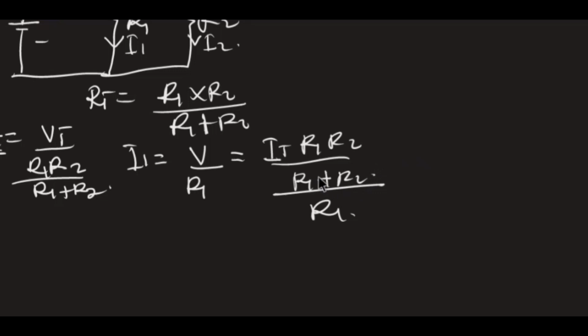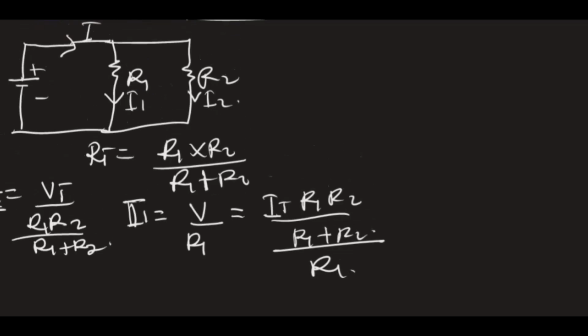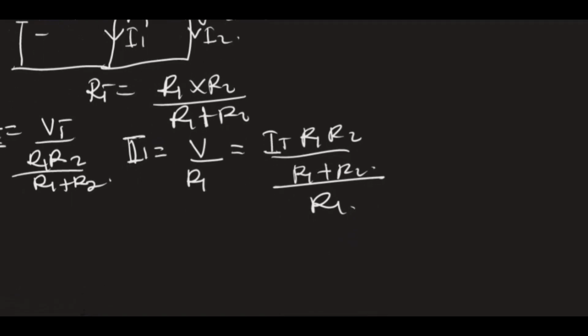So let's see. If I want to find I1, I1 is equal to the total voltage, which happens to be equal for the two, over the resistance of that particular branch. And now the total voltage is equal to the total current times the total resistance. Is that not it? And my resistance R1 is still here. Now, how do I get I1? My I1 is simply equal to, if you have this, you can see that this will simply cancel this out. And I'm going to get R2 over R1 plus R2 times IT.